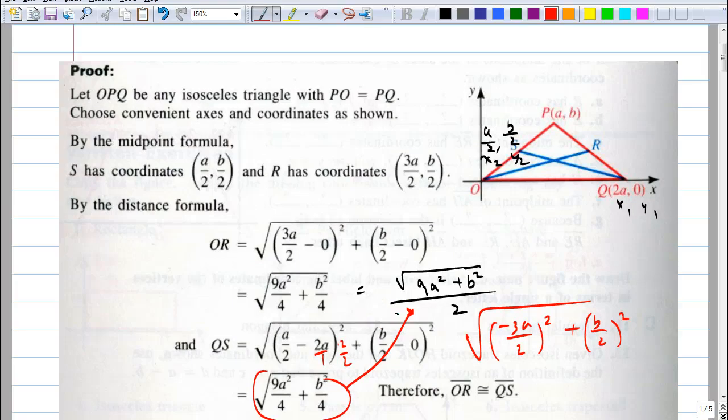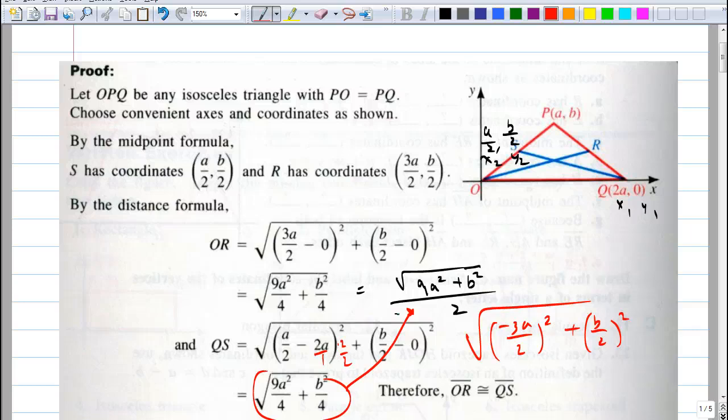Length. They are congruent. So therefore, we have shown that for every isosceles triangle, the medians are always going to be congruent. Easy. Okay. Now let me show you something interesting.